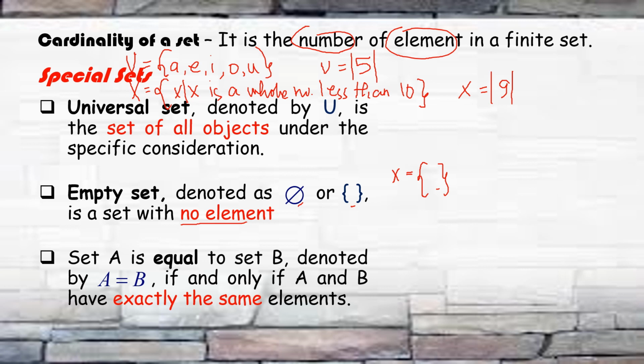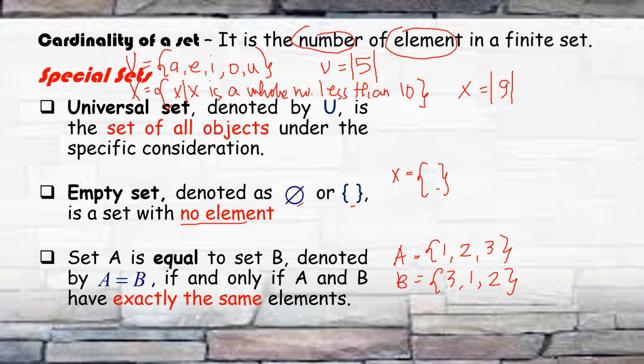How about if we have equal set? Set A is equal to set B, denoted as A equals B, if and only if A and B have exactly the same elements. Halimbawa, ito yung set A. Meron tayong 1, 2, and 3. Itong set B. Meron tayong 3, 1, 2.